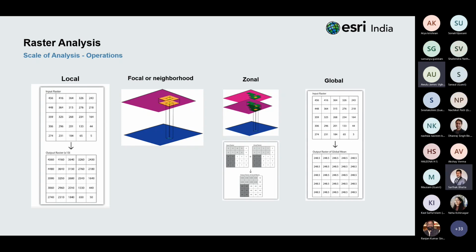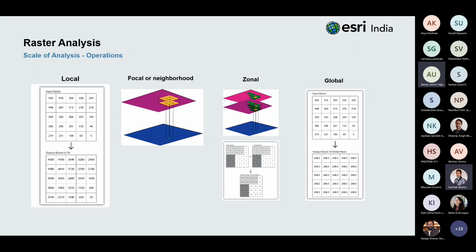There are obviously other local operation tools which can be very popularly used, such as multiply, square root, or other mathematical operations. Now, focal or neighborhood operations basically produce an output raster dataset in which the value at each cell location is calculated as a function of the input value of the cells within a specified neighborhood of that location. So, that's the pixel itself.